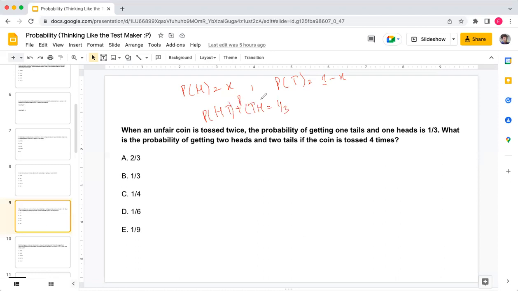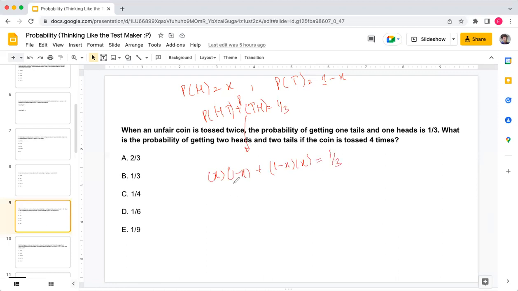So what is the probability of first head? That will be equal to x, and the probability of tail will be equal to 1 minus x. And for the second, the probability of tail is 1 minus x, and the probability of head is x. This must be equal to 1 by 3.